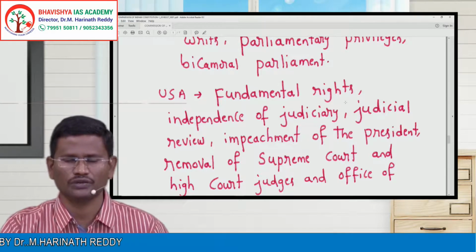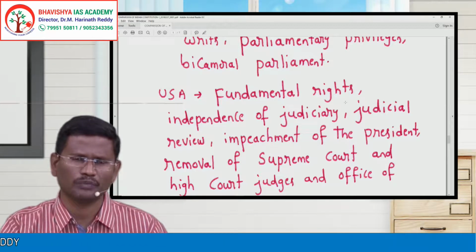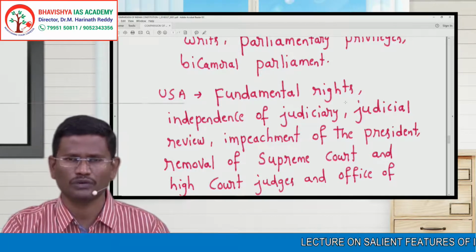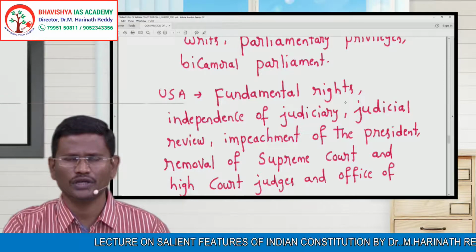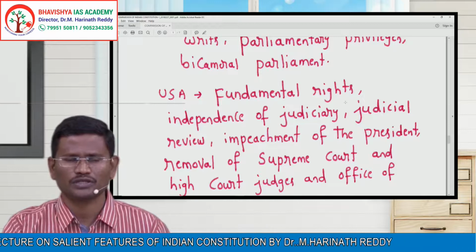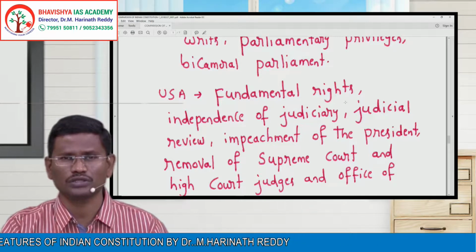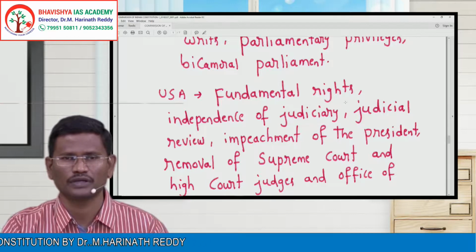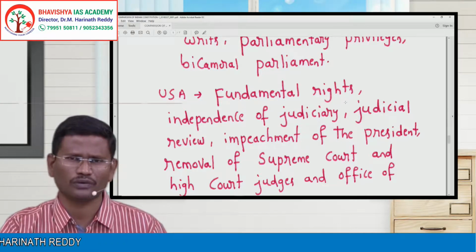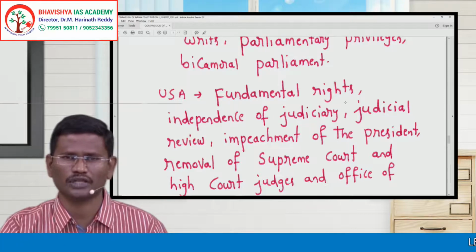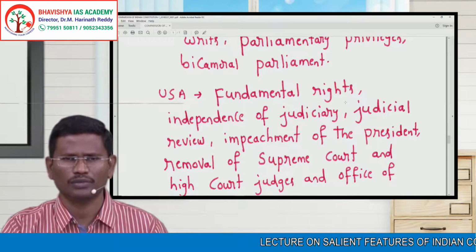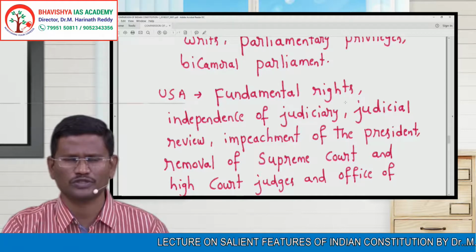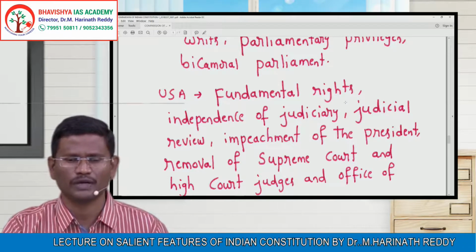In addition to these, the procedure for removing the President of India, the procedure for removing the Judge of High Court and Judge of Supreme Court, is again borrowed from America. See, for removing the President of India, you need an impeachment motion to be passed by Lok Sabha and Rajya Sabha separately by 2/3 of the total strength. This is borrowed from America. And for removing a Judge of Supreme Court and a Judge of High Court, you need to pass a removal motion in the Parliament by the Lok Sabha and Rajya Sabha by special majority, a combination of absolute majority plus 2/3 of the members present and voting. So this is again borrowed from America.